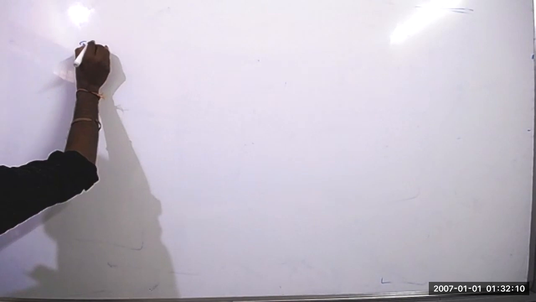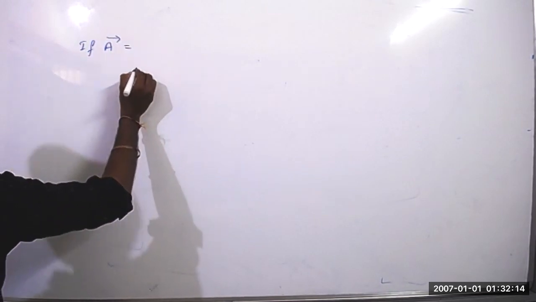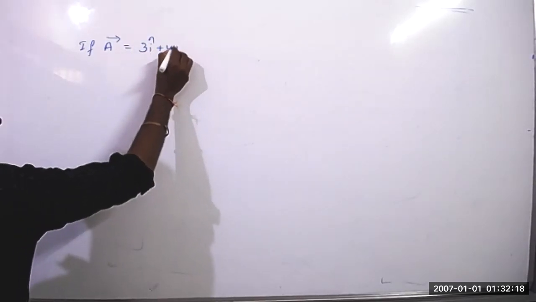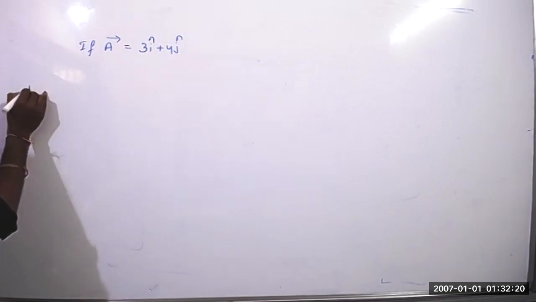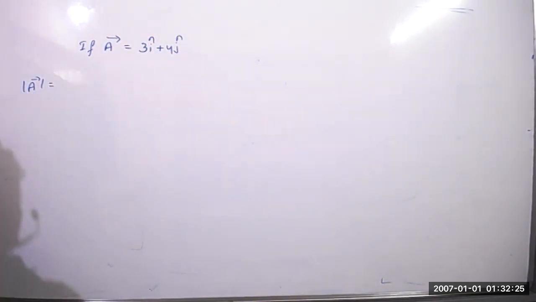If A bar equals 3i cap plus 4j cap. See once, if I want mod A bar, what will you do? Tell me. Come on. What will you do? How can I get mod A?